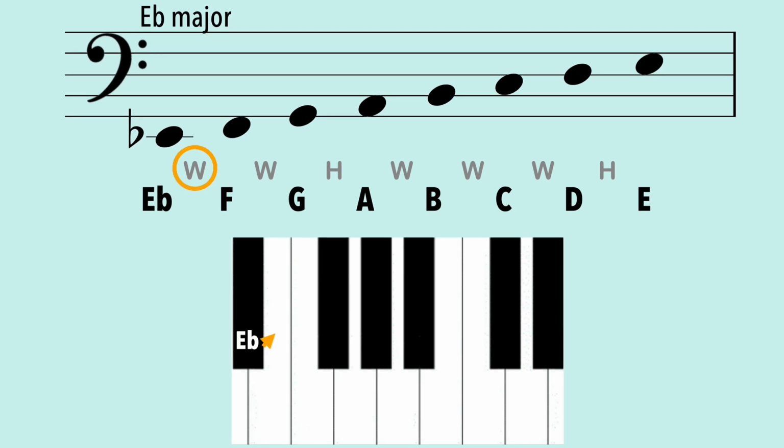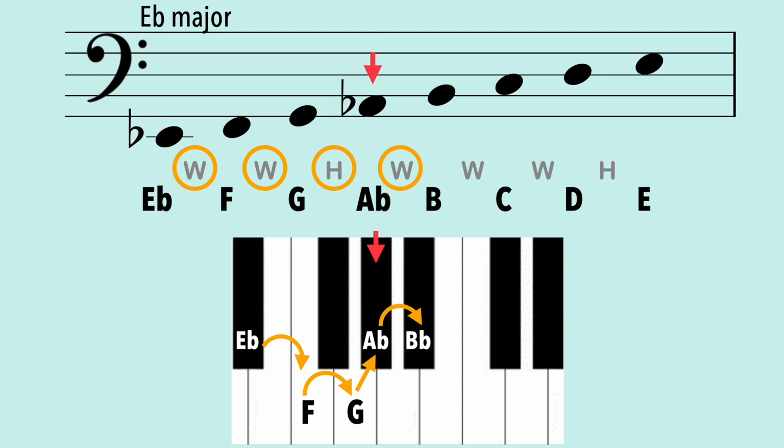We start on E flat and move up a whole step to F. Then a whole step from F is G. A half step from G is this one. We know that it needs to be A flat and not G sharp, otherwise we are repeating G, so now we add a flat here. Up a whole step from A flat is B flat, so we add a flat here. Next, up a whole step from B flat is C, and up a whole step from C is D.